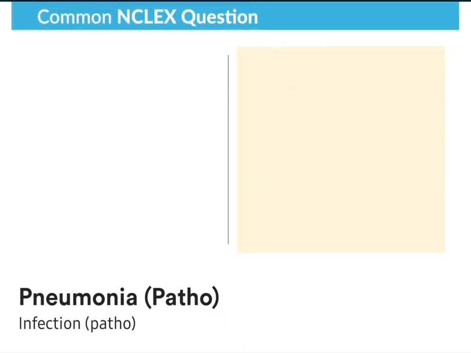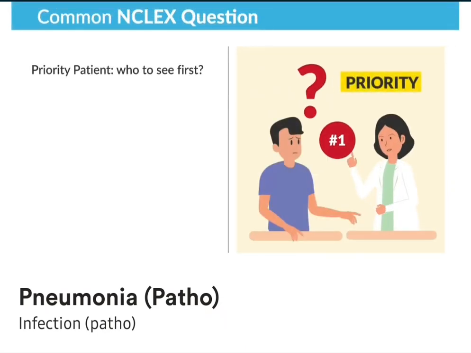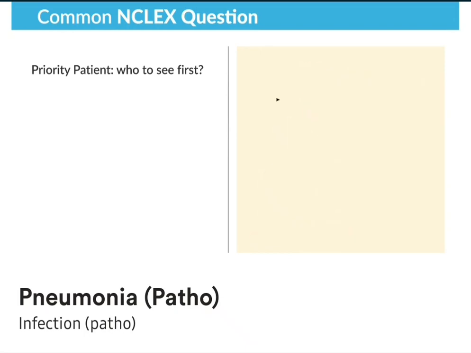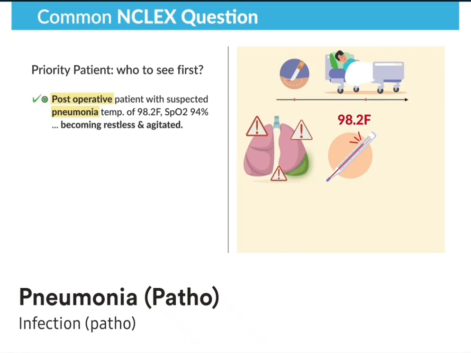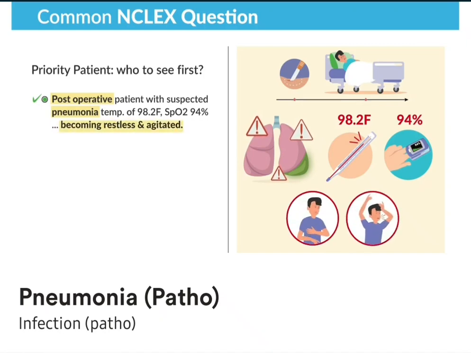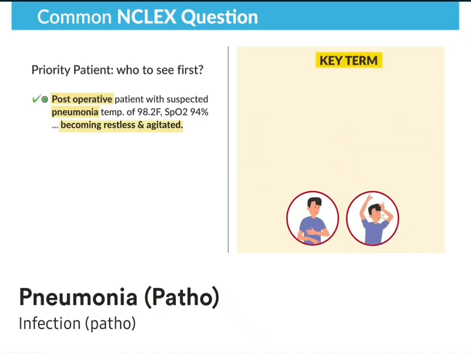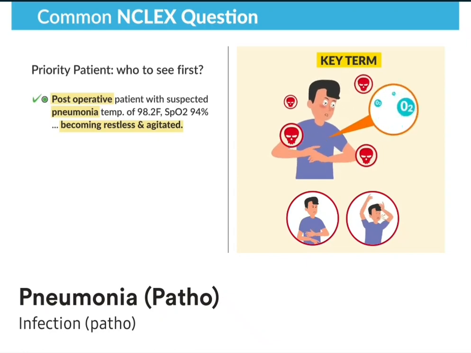Now, a common NCLEX question here. A priority patient of who to see first. So a postoperative patient with suspected pneumonia with a normal temperature and an SpO2 of 94%. Becoming, key term here, restless and agitated. So remember, the key terms there for hypoxia, restless and agitated, definitely mental status change.